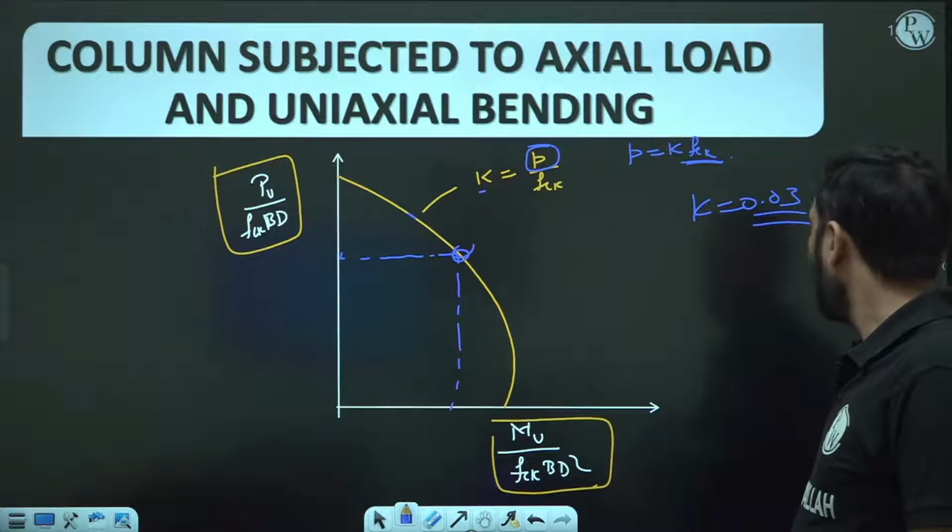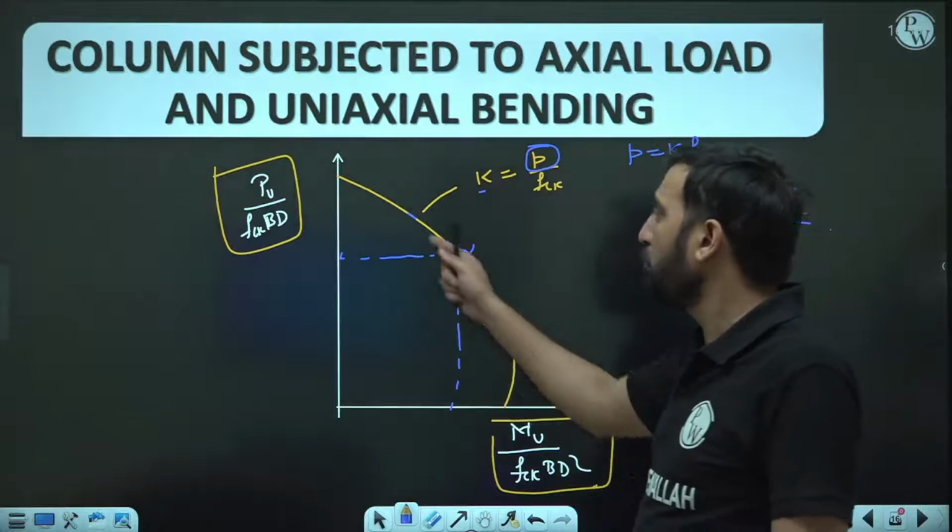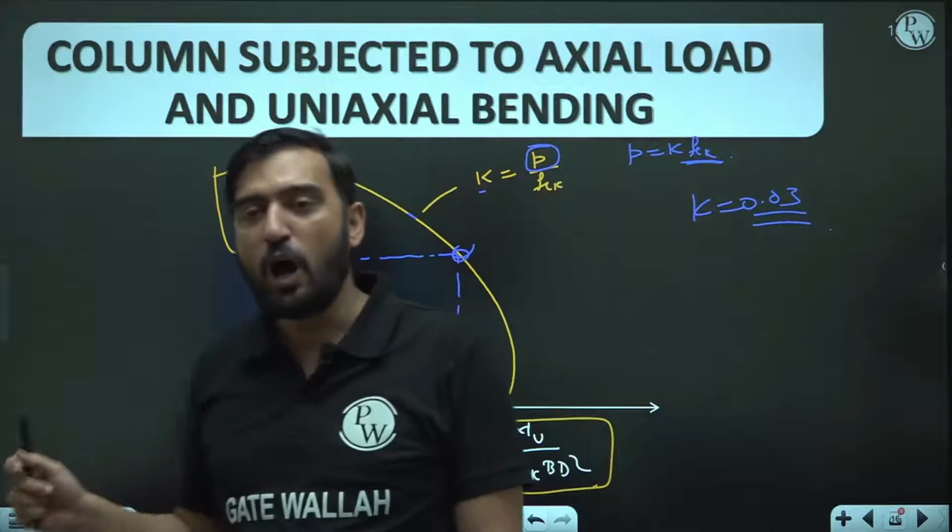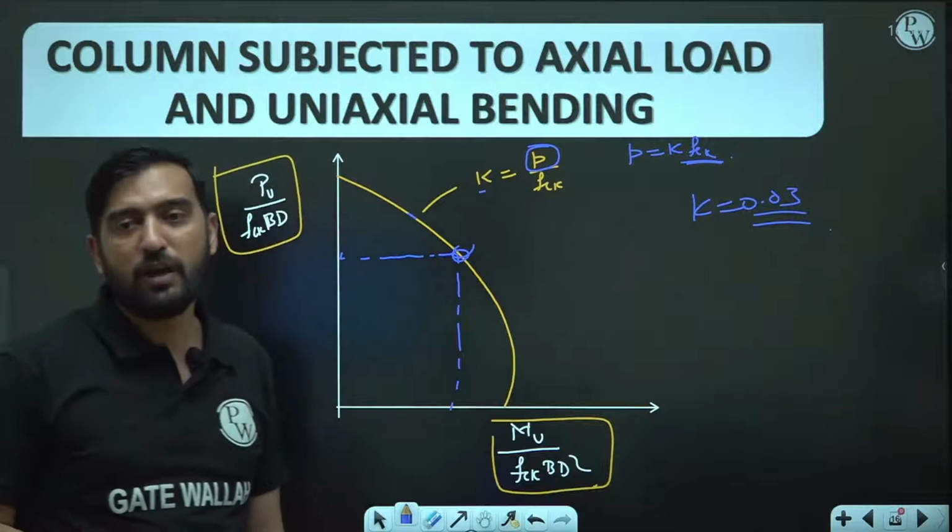But from an exam point of view, what is important? What is the property of this interaction curve? How many zones does it have? Okay.